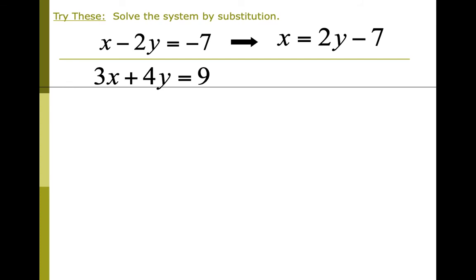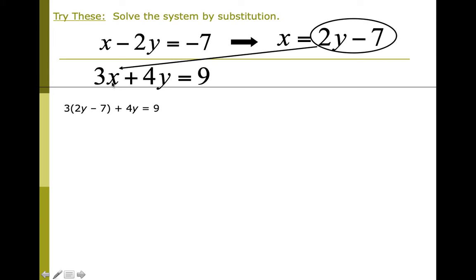First, you have to solve for y, or this one they solve for x. Since they solve for x, you can solve for x, get x as an answer, and then figure it out. Since we've already done that, now instead of x in the second problem, it's now 2y minus 7. So we distribute out. 3 times 2y will be 6y, 3 times negative 7 will be negative 21, and then the plus 4y equals 9.